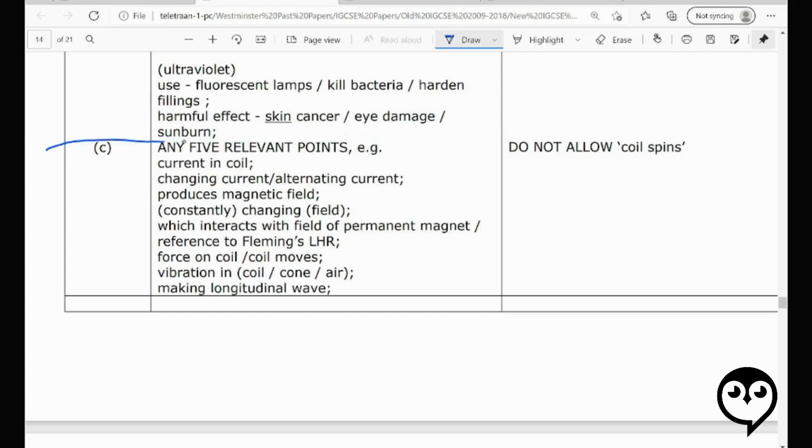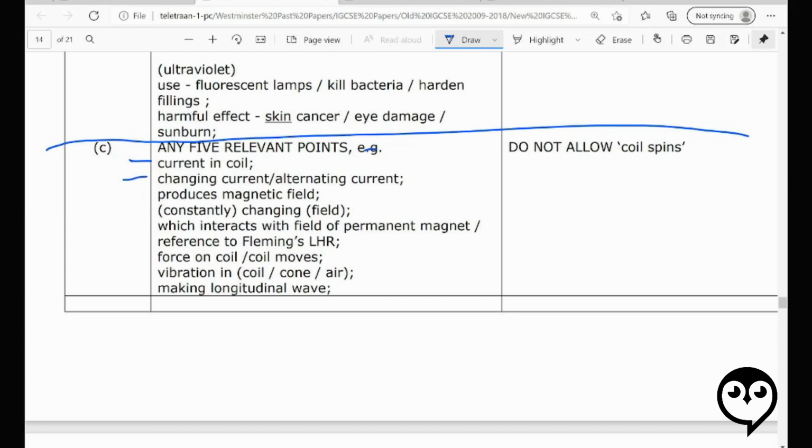All right, here we are. These are the relevant bits here, okay? And any 5 points, and there's probably about 8 or so of them, okay? Here's what you could say. Current in the coil, 1 mark. It's a changing current or alternating current. You've already got 2 marks out of 5 for talking about it being a changing current.